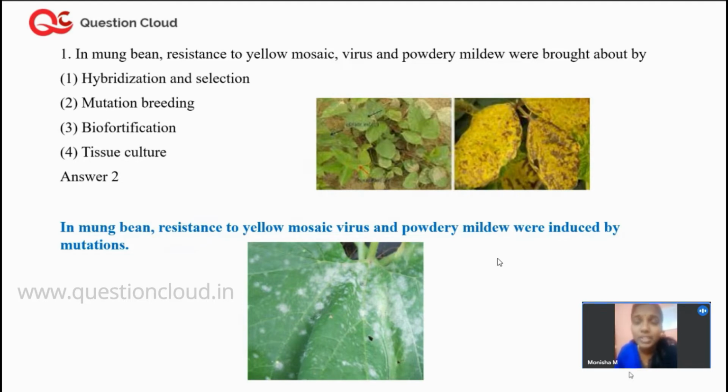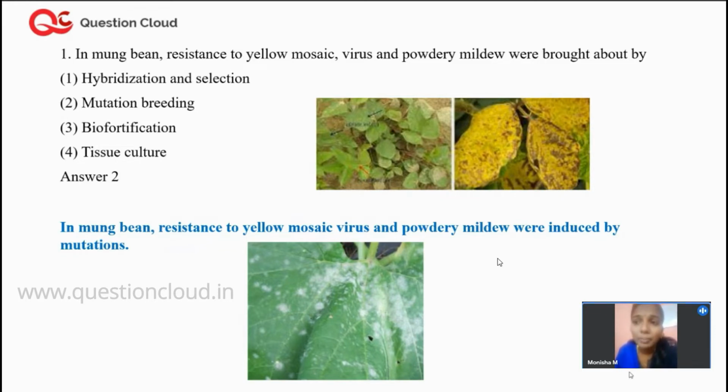The options given were: option 1, hybridization and selection; option 2, mutation breeding; option 3, biofortification; and option 4, tissue culture. We know that developing disease resistant plants is a very important target so that we can improve the yield of agricultural crops, right?